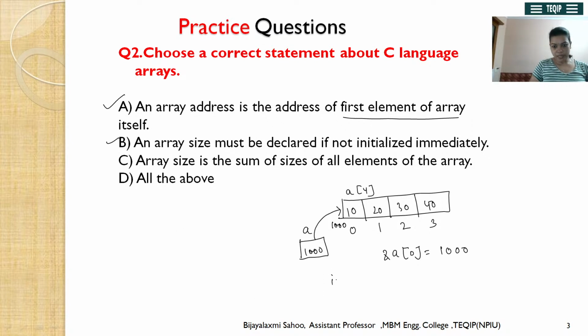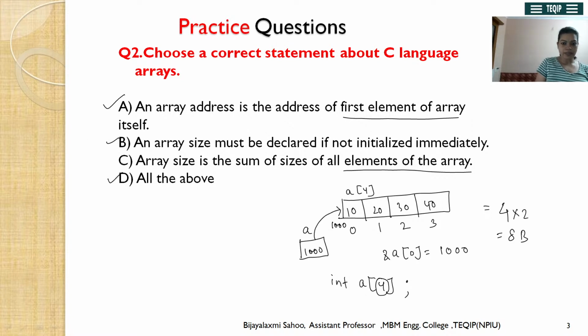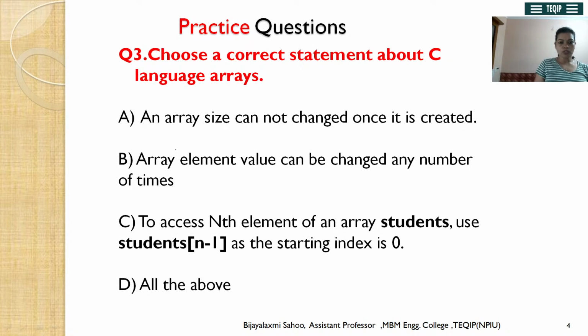That means while I am declaring an array and I am not initializing it, I must declare the size of the array. Array size is the sum of the sizes of all elements of an array. Yes, because if there are 4 elements in an array and each occupies 2 bytes, it is 2 plus 2 plus 2 plus 2. So total 4 into 2, that is 8 bytes, the size of the array. So here all of the above are correct. Then coming to 3.